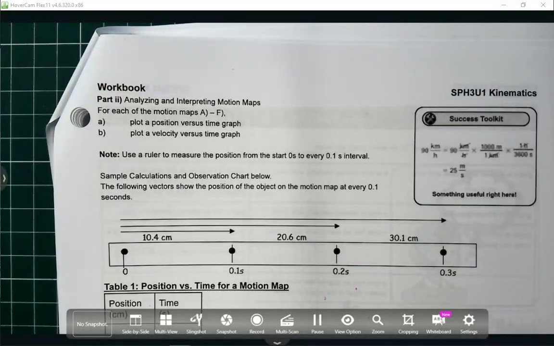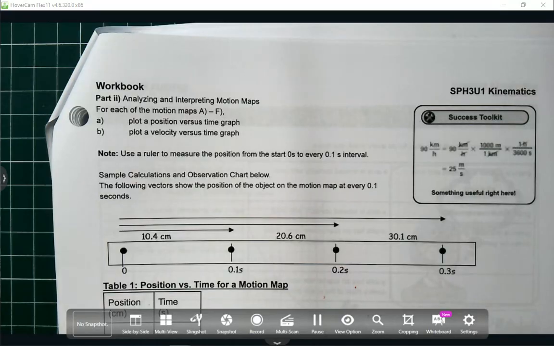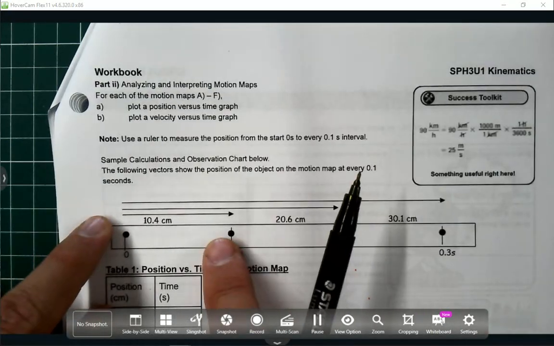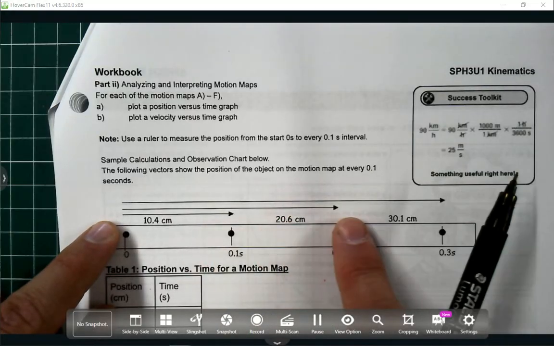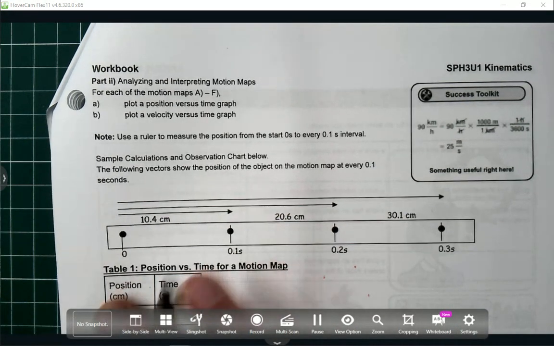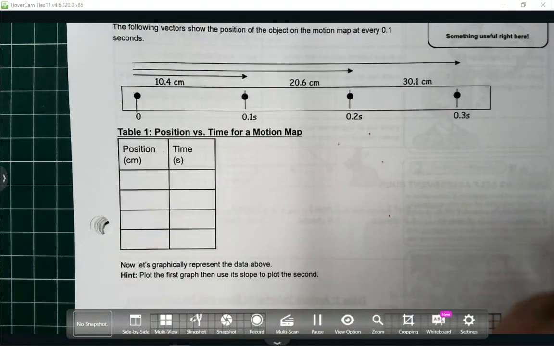So we're continuing looking at motion maps, and we've got this ticker timer that's like a model of a ticker timer. Dots have been laid down 0.1 second intervals apart. We've already made ruler measurements of how far away each position is from the origin, and we've recorded it in an observation table.